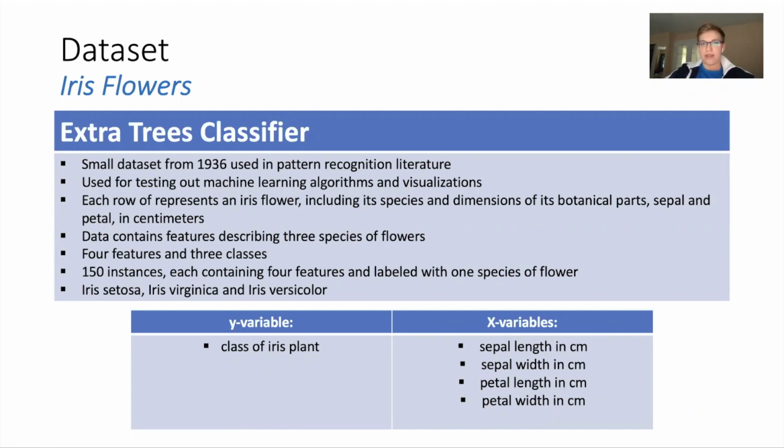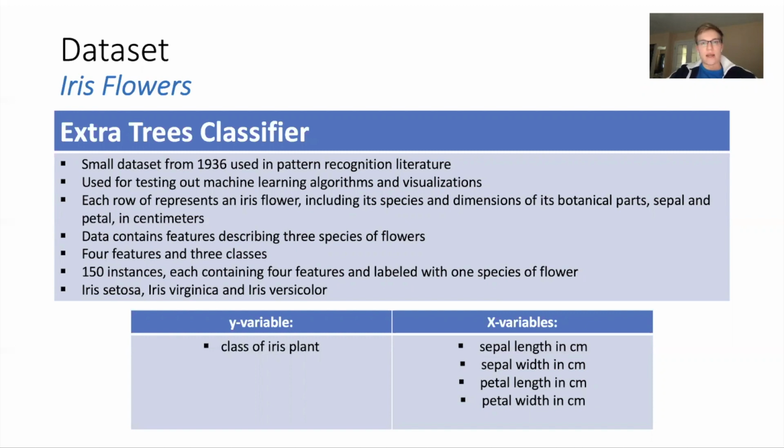It's a pretty old data set. It was made in 1936. It's used in a lot of pattern recognition literature, and in our context, it's used in a lot of machine learning algorithms to intuitively understand how they function. Now, in this data set, each observation, in other words every row in the data set, is a type of iris flower. So it includes information such as its species, but also some specific dimensions of the flower.